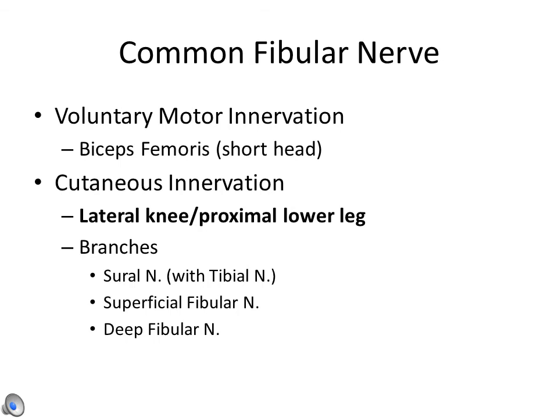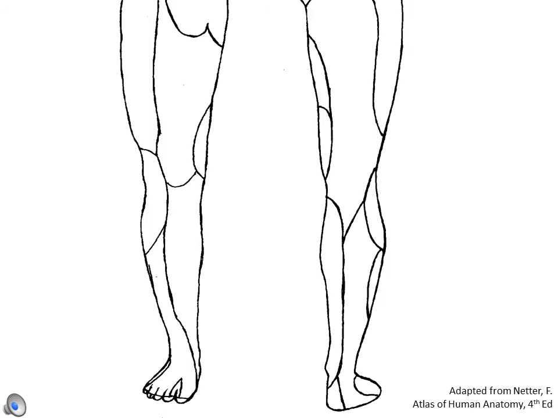The common fibular nerve has branches to include the sural nerve, which is also with the tibial nerve as we discussed earlier, the superficial fibular nerve, and the deep fibular nerve. Pause the lecture to draw in the cutaneous innervation of the common fibular nerve. How does your drawing compare?